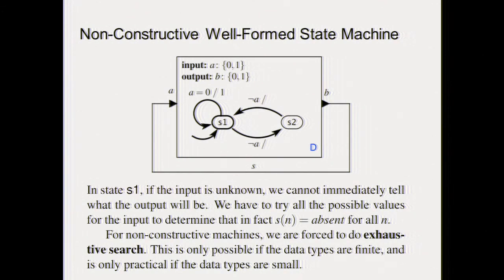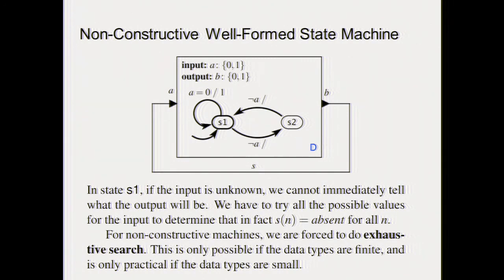This one is non-constructive, but is well-formed, meaning that if you try to apply the algorithm of grinding, you go nowhere. But yet, if we look at it in its entirety, this machine is in fact giving nothing. So B is absent for all n, so nothing occurs. But I cannot use that idea of propagating because I don't know what to propagate.